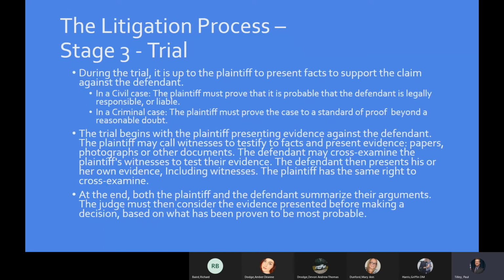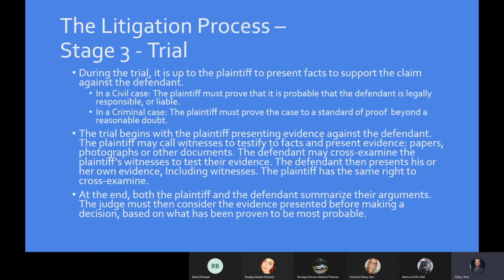So during the trial, it's up to the plaintiff to present facts to support the claim against the defendant. In a civil case, the plaintiff must prove that it is probable that the defendant is legally responsible or liable. Probable means greater than 50% chance. In a criminal case, the plaintiff must prove the case beyond a reasonable doubt. In other words, a much higher standard of proof has to be met in a criminal case. You're not going to send someone to jail on, I think, right?